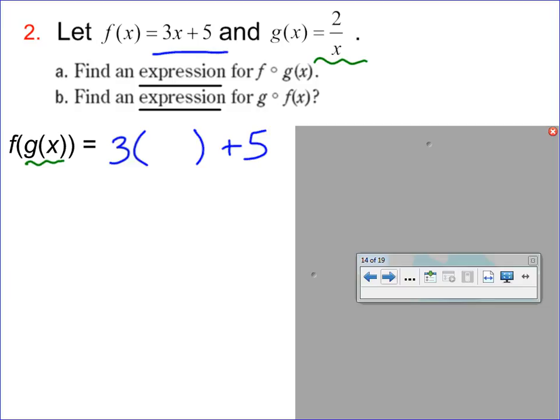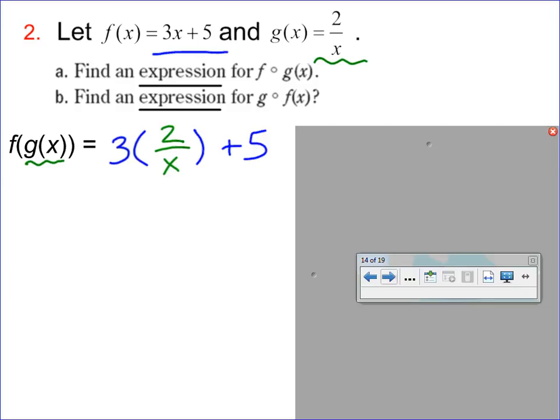And so I'm going to show that, and hopefully the color coding will help some. I went to f's rule. Everybody see f's rule? 3 times input plus 5. But I put g's definition into f wherever f accepts inputs. So I get 3 times 2 over x plus 5.